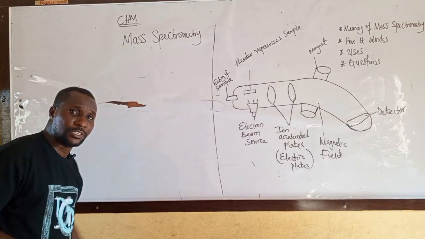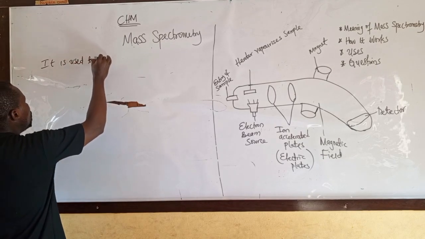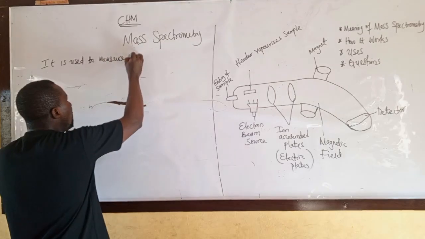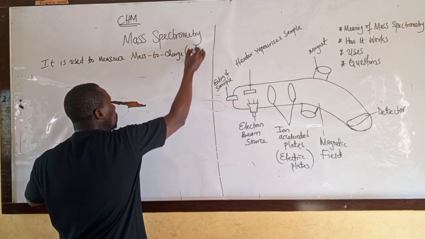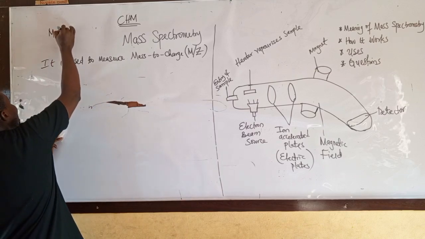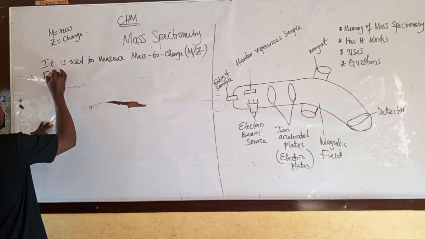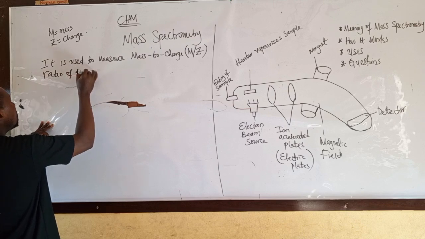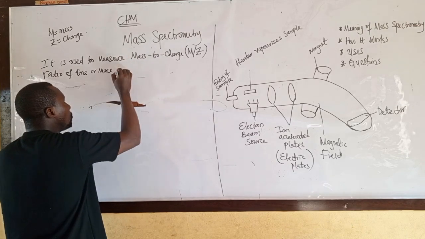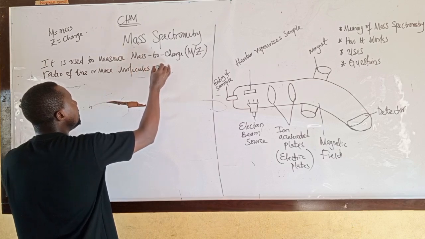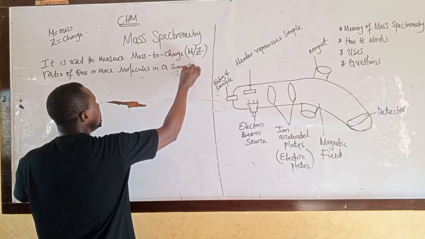Then what is the meaning of mass spectrometry? It's very simple. It is used to measure or calculate the mass to charge ratio, where m means mass and z means charge, of one or more molecules in a sample. Take note.